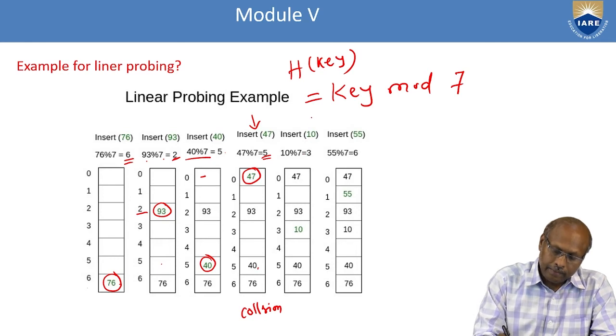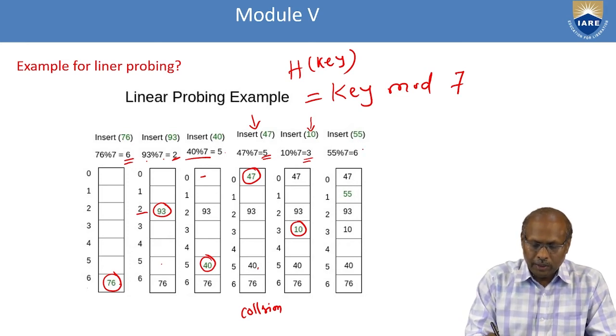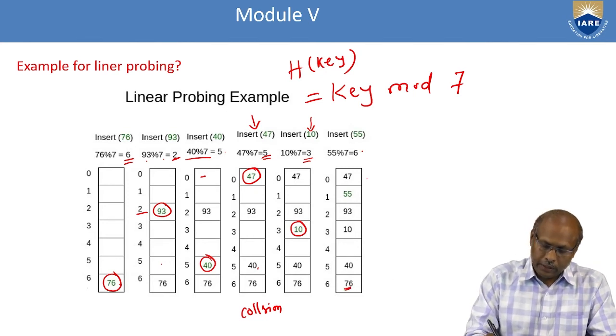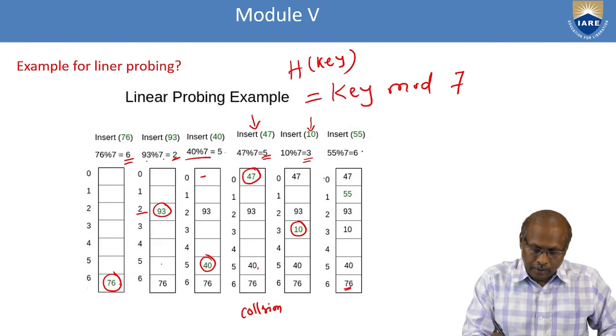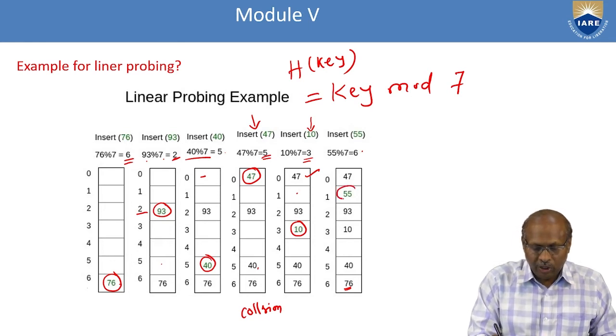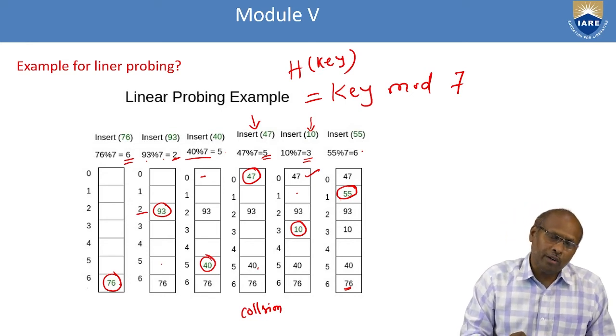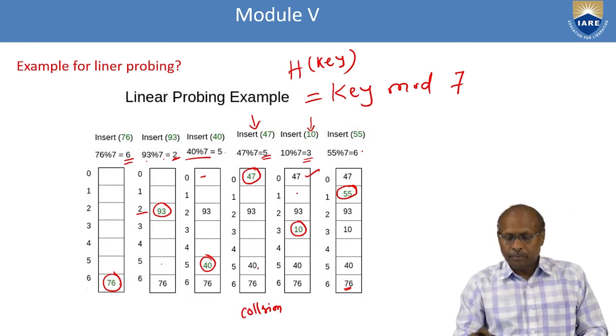Next 10. 10 modulo 7 is 3. But the 3rd place is empty. So directly you can store 10. If the slot is free, you can store it. Next 55. 55 modulo 7. How much? 6. So go to 6th place. But 6th place data is already there. So I have to find the next empty slot to store 55. 0 is full, busy. Then next is free. That means 1st place is free. So in this slot, I can store 55. So this is the way you can store the data, or you can resolve the collision problem.